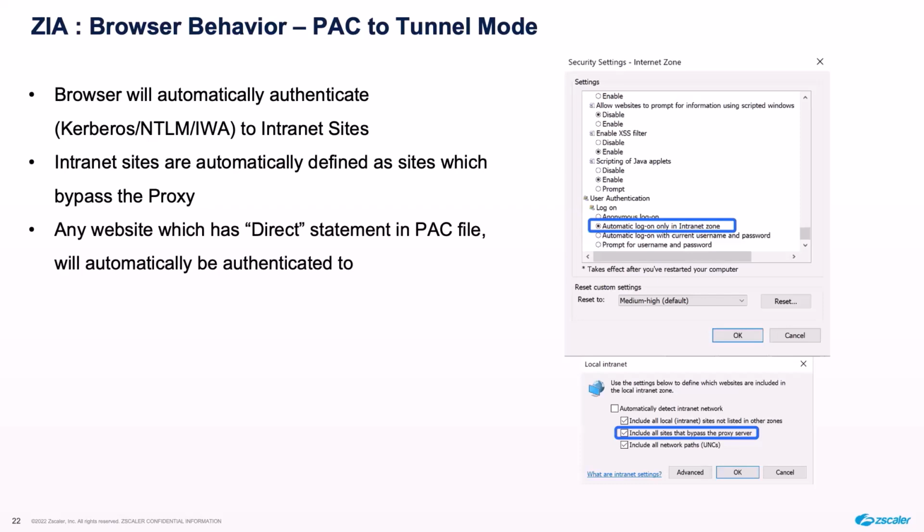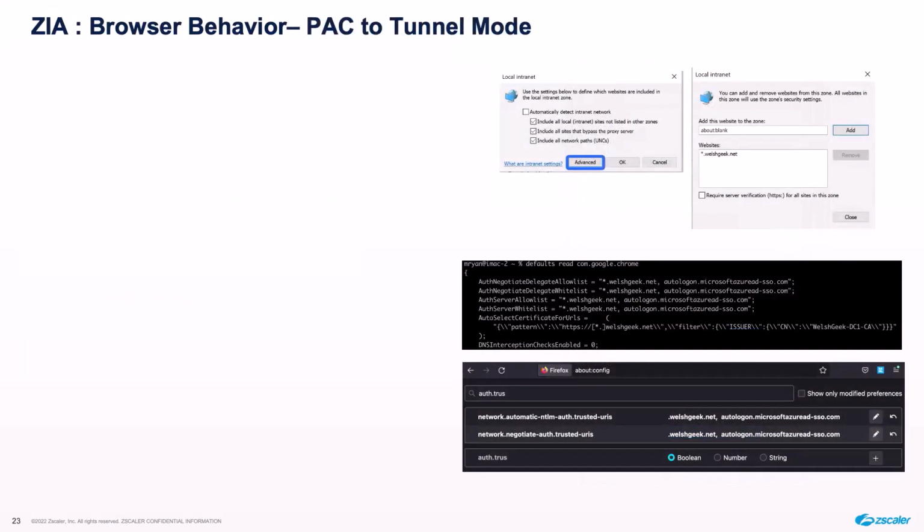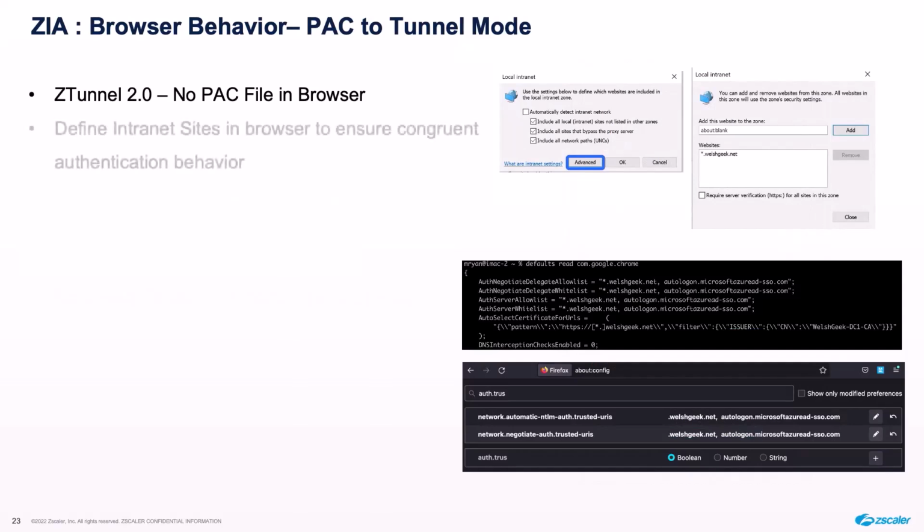So if you remove the PAC file configuration and move to tunnel mode, the definition within the browser of what is an intranet site is lost, and so the user may be prompted to authenticate to intranet sites. And it is often seen as a side effect of migrating from PAC file to tunnel mode. So with tunnel mode, there is no PAC file in the browser, and so you need to specifically define the intranet sites in the browser to ensure there's a congruent authentication behavior.